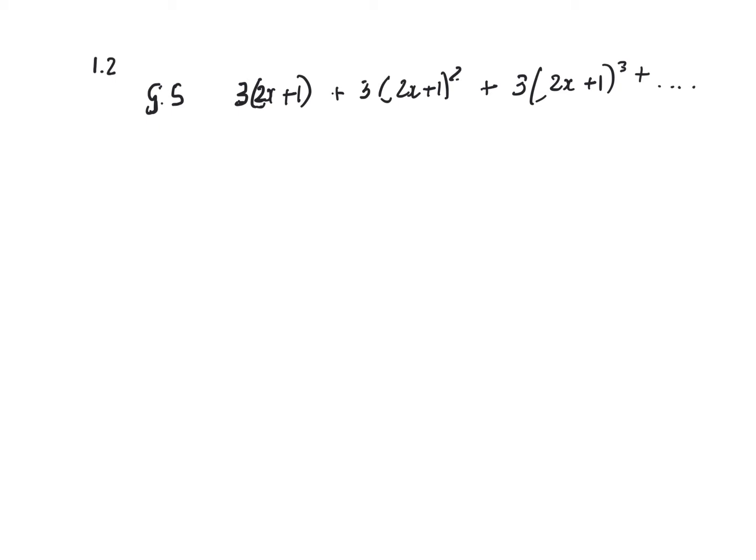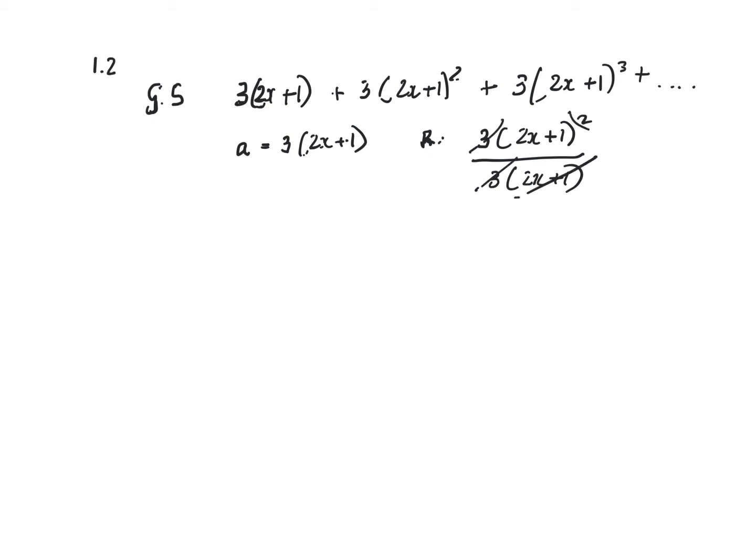Whatever your first three terms are, what is important to get is that you know your a is your first term, okay? And to get your r value, just take your second term, no matter what it looks like, and divide it by your first term. If you do that, the 3's will cancel and that will cancel. So your r value will be equal to 2x plus 1.